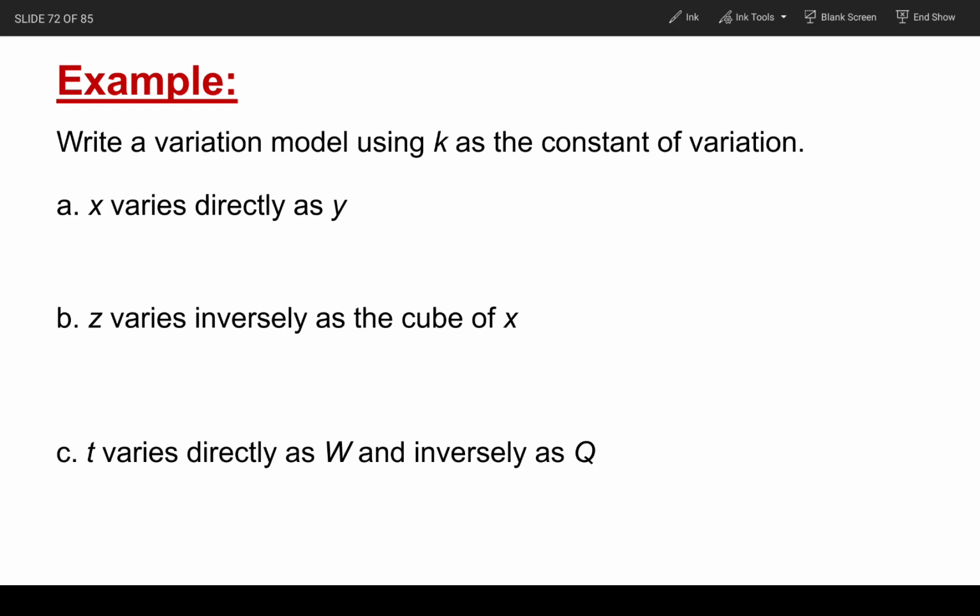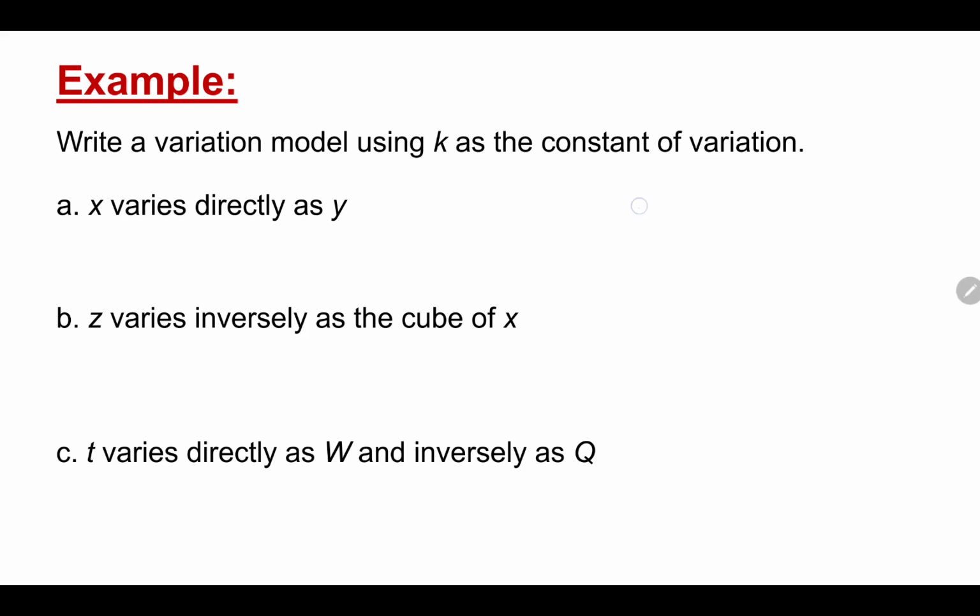So here's some examples. We're going to write a variation model using k as our constant of variation, and x varies directly as y. So x equals k y.